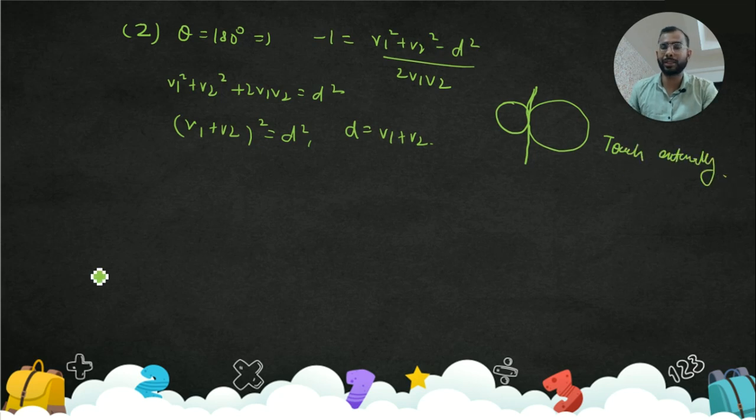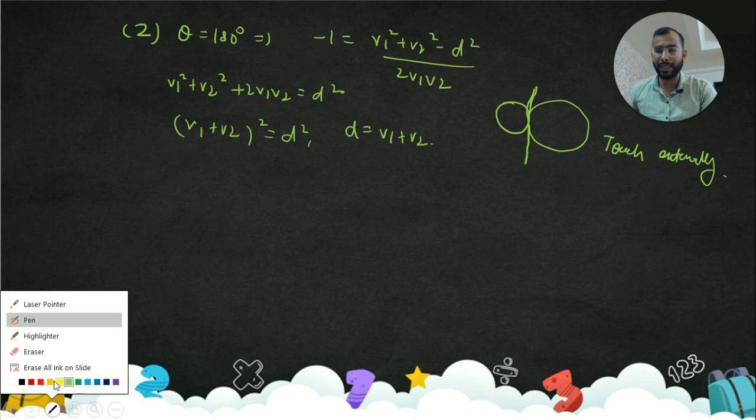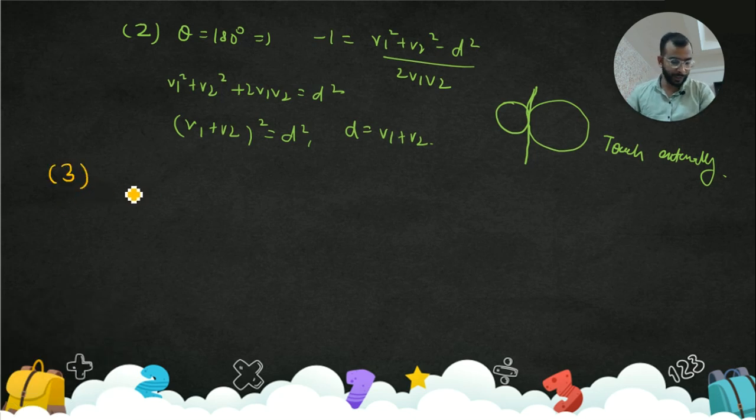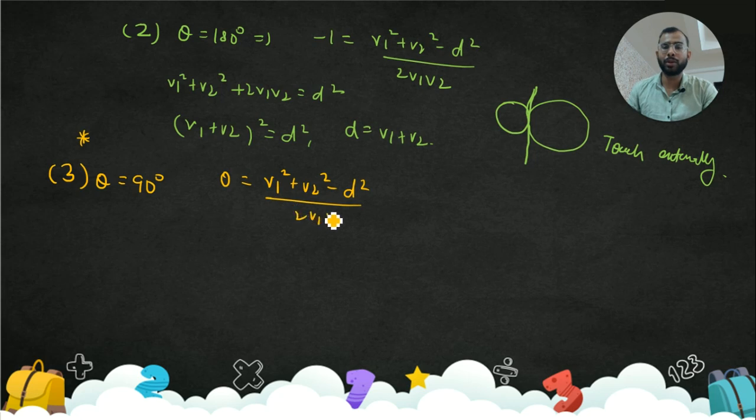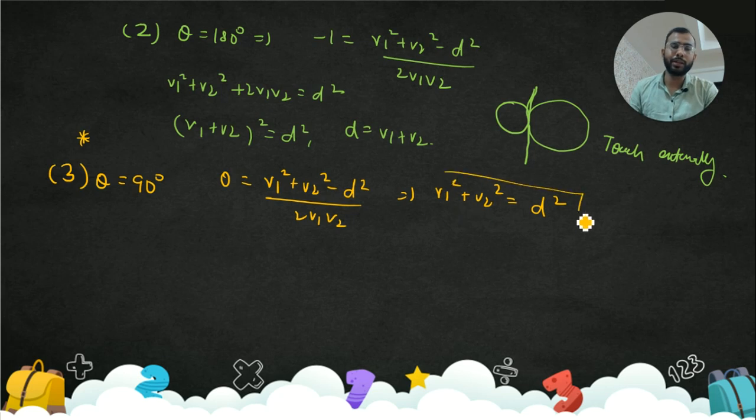Let's see the third case, guys. The third case we have is theta, which is 90 degrees. Very important. Cos 90 is 0. (r1 square plus r2 square minus d square) upon 2r1 r2 is 0. So r1 square plus r2 square is equal to d square. Okay, if both the tangents are perpendicular, then r1 square plus r2 square equals d square.